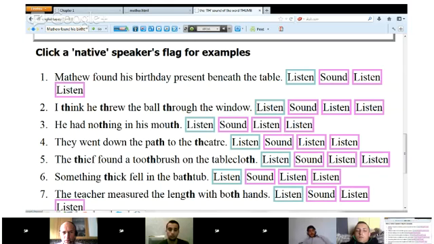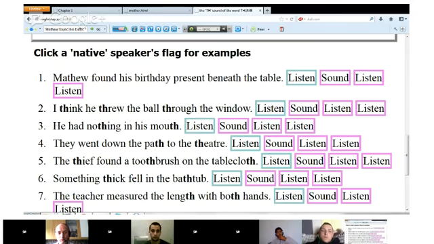So Alberto, are you there for number 2? Yeah. I think he threw the ball through the window. Through, not throw, but through. Because throw is present and through is the word I want. And I know you see the past for irregular past there, but you need to say it. So once more, please, Alberto, that one. I think he threw the ball through the window.